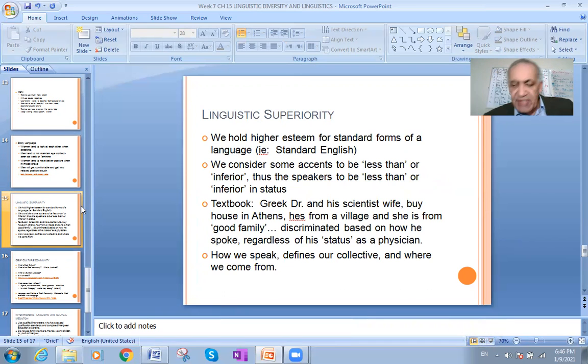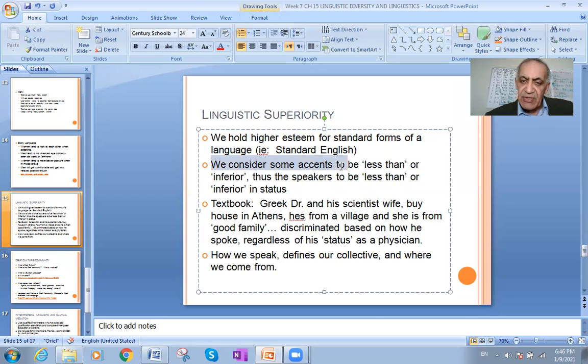How about linguistic superiority? We hold higher esteem for standard forms of a language. We consider some accents to be less than or inferior, and thus the speakers to be inferior in status. The way we speak defines our collective identity and where we come from.